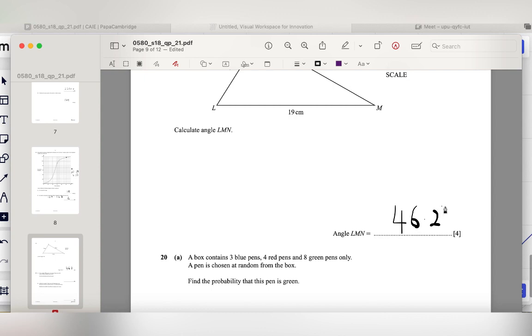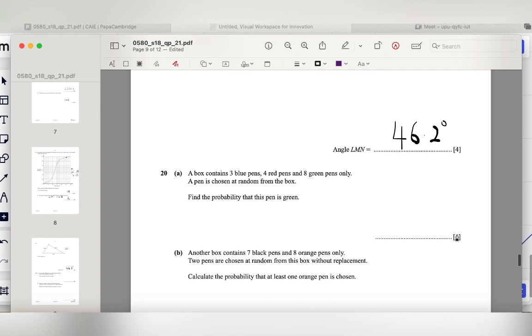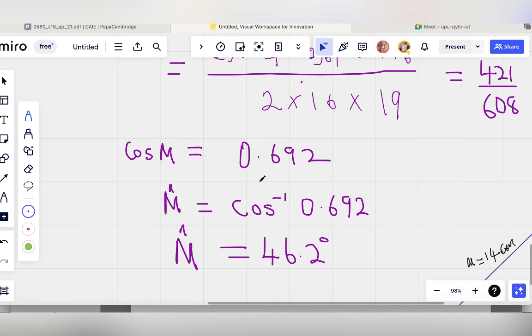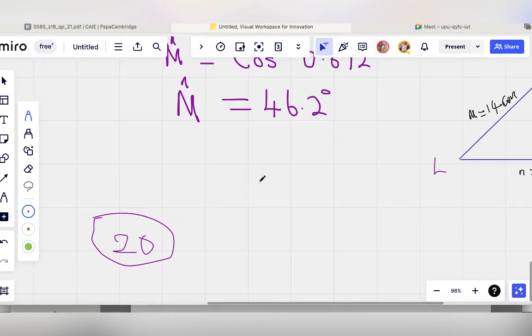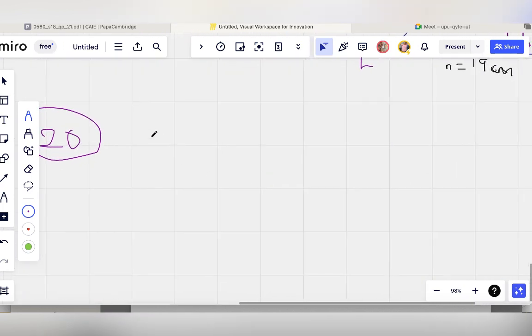Degree. You get your 4 marks for doing this, 46.2 degree. Now another question. A box contains three blue pens, 4 red pens, and 8 green pens. So this one, what you just do, you write the green, question number 20. We have 3 blue pens, so you write blue. Blue, you write 3 in the ratio.